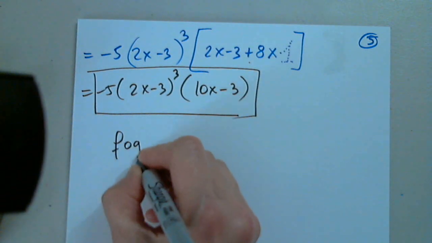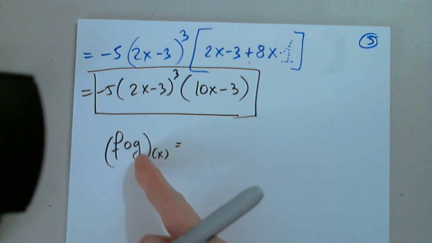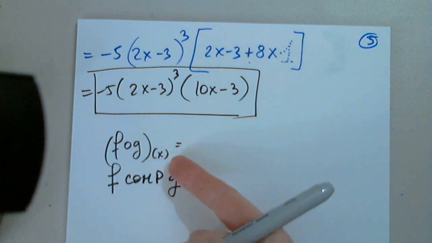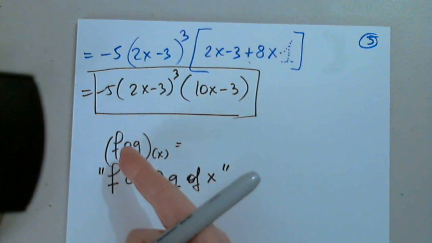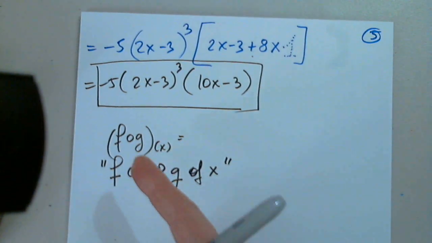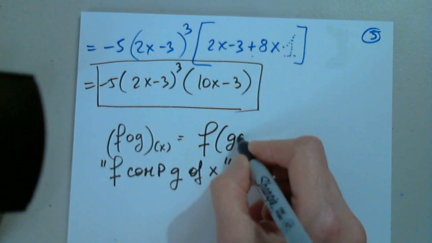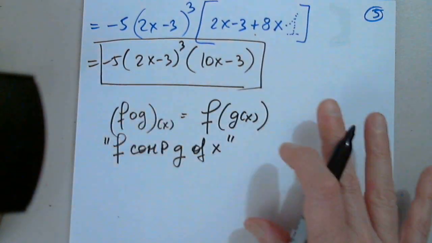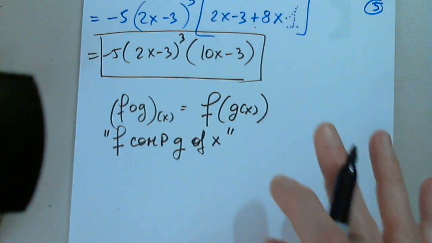I hope you remember this from college algebra. F comp G, F comp G of X. This is how we read F circle G of X, right? F comp G of X, which is F of G of X. Now, see, there is no power here. It could, but we don't have any powers right now.